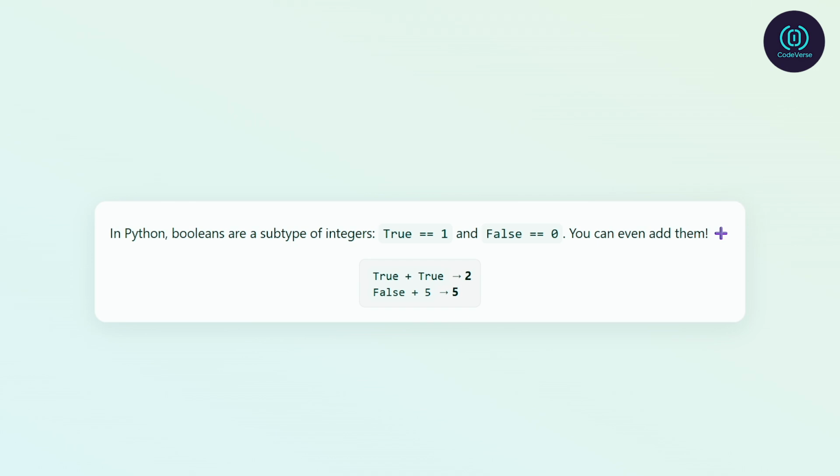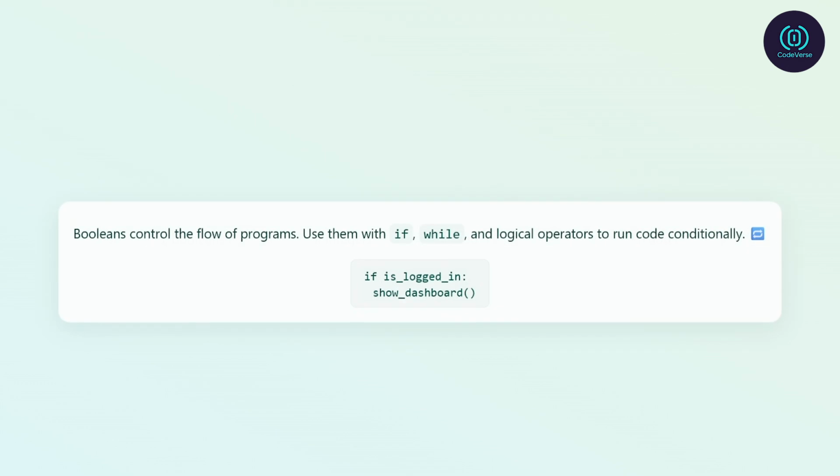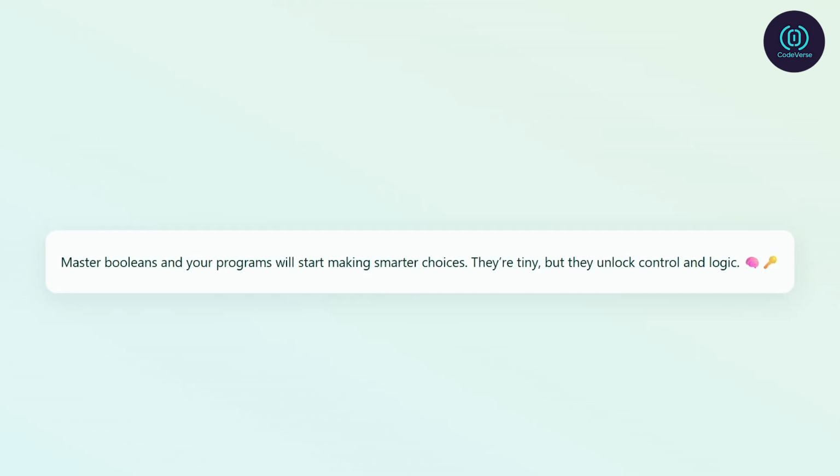False + 5 is 5. But in practice, you'll mostly use them for controlling the flow of your program, deciding what code should run and what shouldn't. Mastering Booleans means you can start building programs that react, adapt, and make smart choices, and that's when coding starts to feel truly powerful.